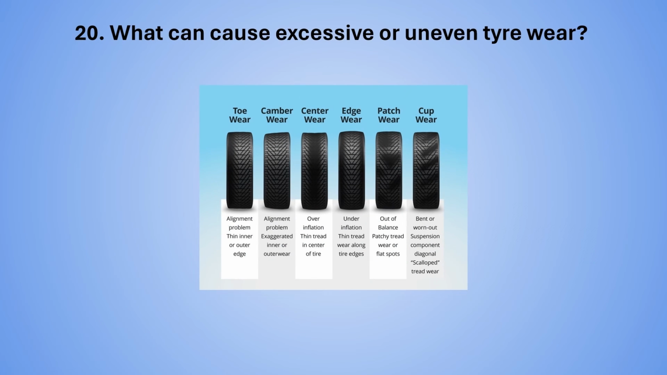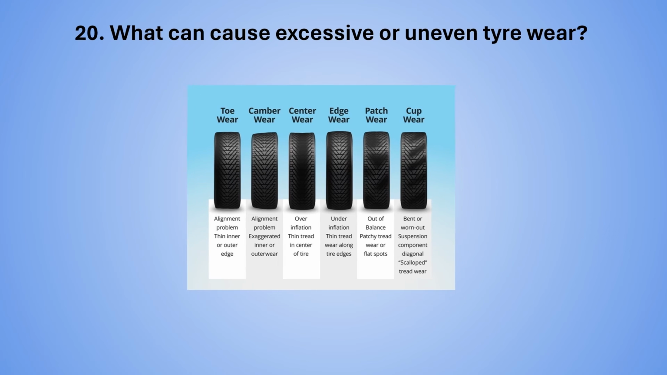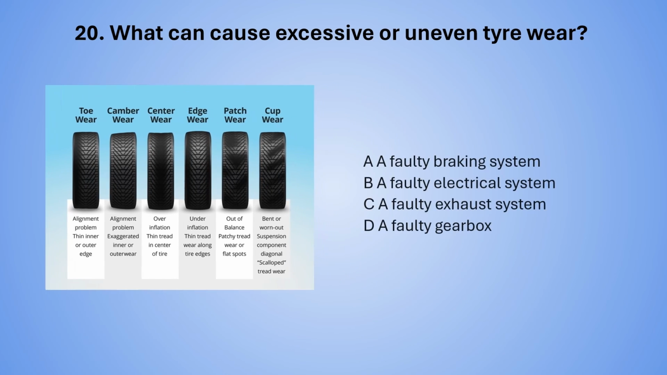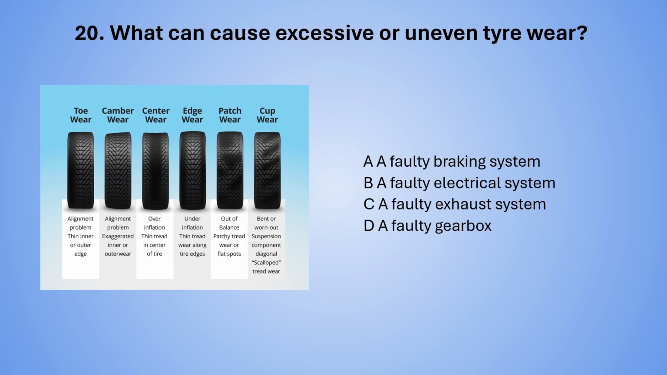Question number 20. What can cause excessive or uneven tire wear? A. A faulty braking system. B. A faulty electrical system. C. A faulty exhaust system. Or D. A faulty gearbox. Let's start the countdown. 5, 4, 3, 2, 1, and the correct answer is A.